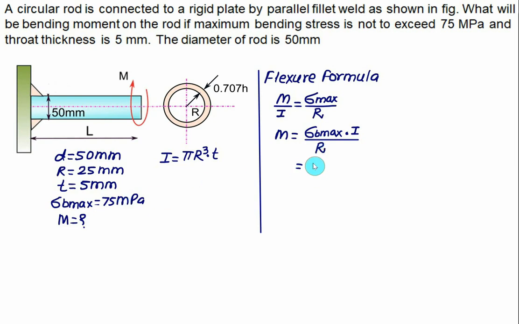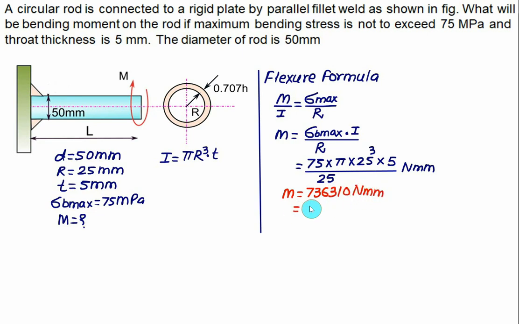Maximum bending stress permissible is 75. Moment of inertia is pi into r cube and we have r as 25, so we have 25 cube multiplied by throat thickness equal to 5, divided by the radius of the shaft, equal to 25. This answer will come in Newton mm. So the bending moment will come out to be 736,310 Newton mm. Dividing by 1000, you will get the bending moment equal to 736.3 Newton meter.